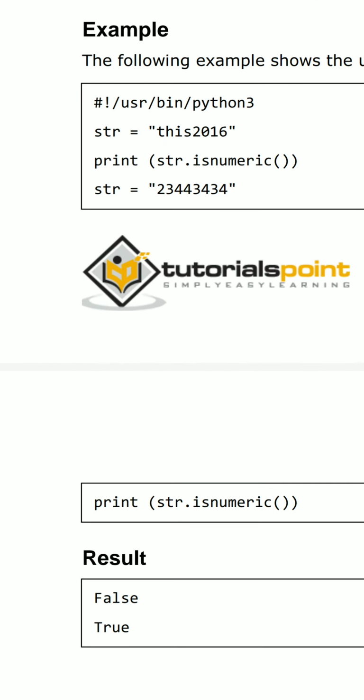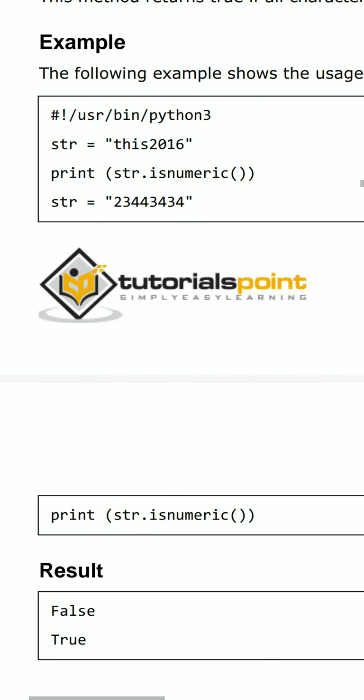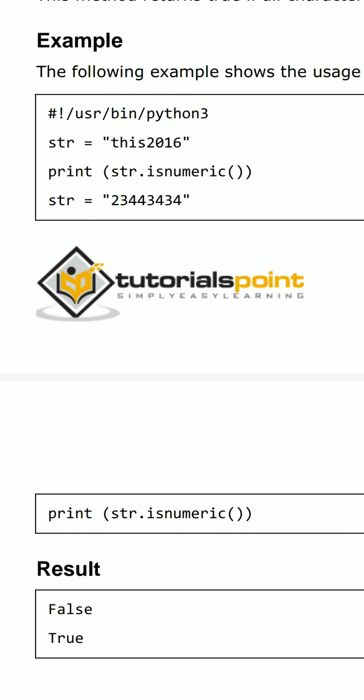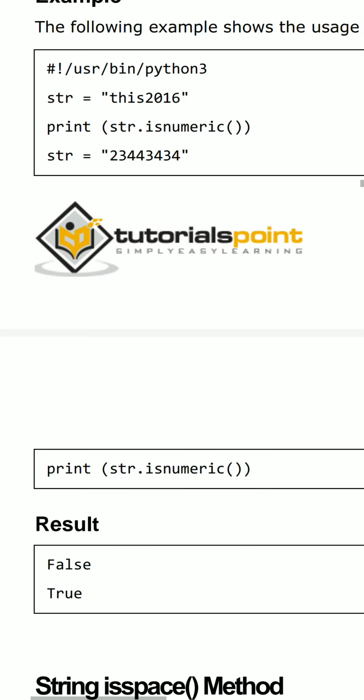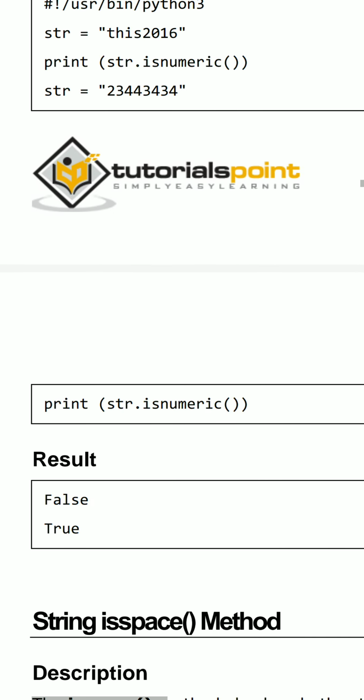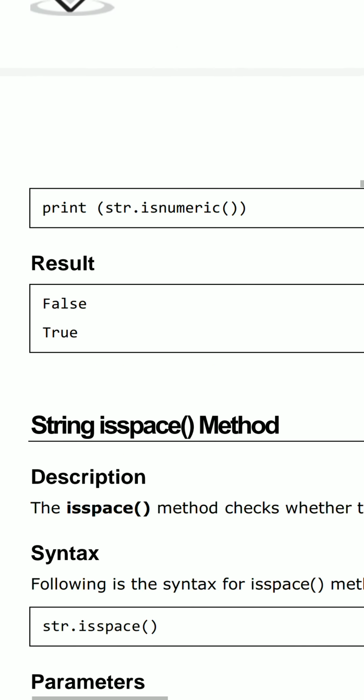And then I have taken two strings. The first string is "this2016", it has both characters as well as numbers. And another string is 23443434, it has no characters, it has only digits. So I am performing the isnumeric operation on both strings. The first result is false, the second result is true.